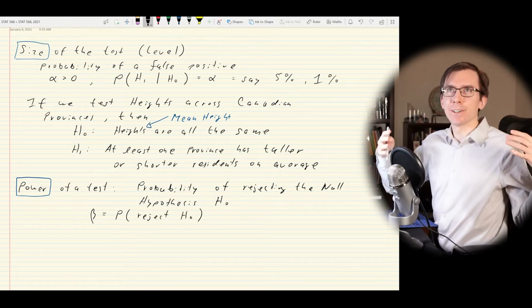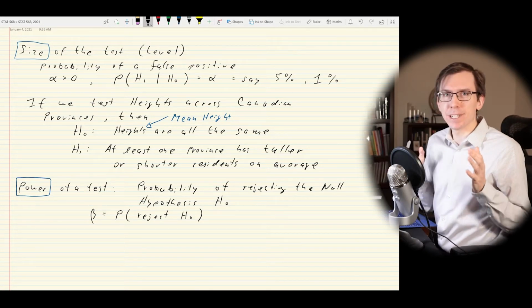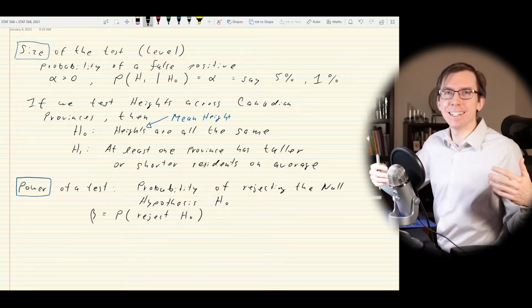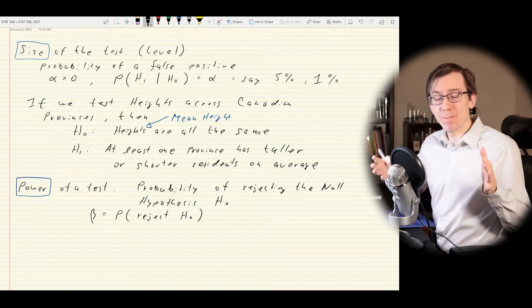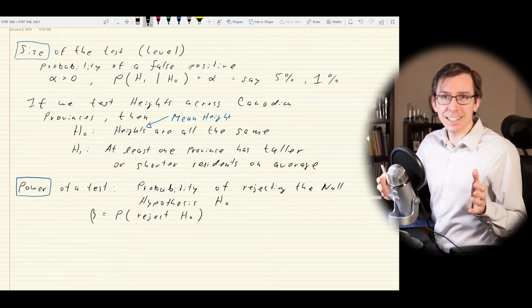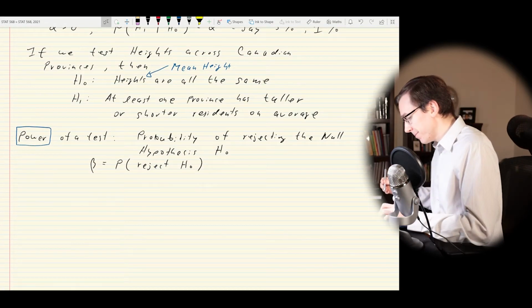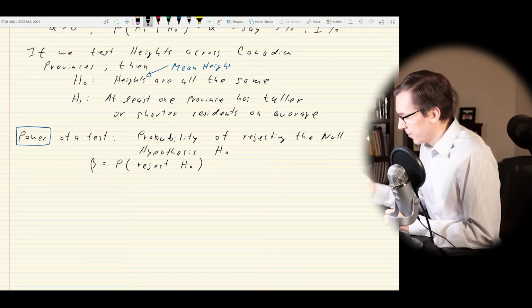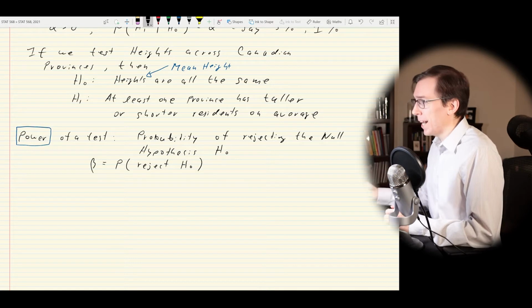And again, this is all very qualitative. I'm not being precise in the definition. I'm just trying to give you an idea of what these terms mean for when we use them in more precise context in the lectures to follow. Right, so we have the idea of power.